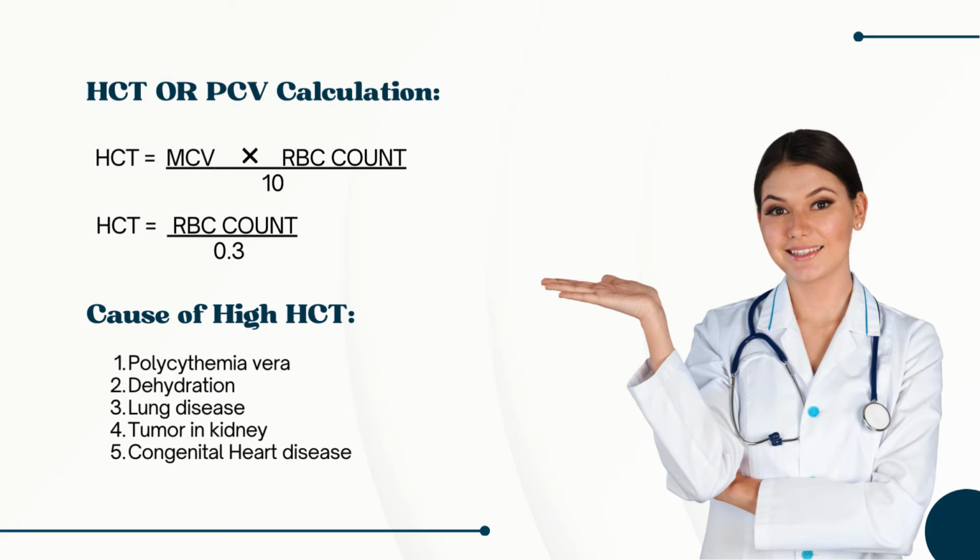HCT or PCV calculation. HCT equals MCV multiplied by RBC count, divided by 10. HCT equals RBC count divided by 0.3. Cause of high HCT. Number 1, polycythemia vera. Number 2, dehydration. Number 3, lung disease. Number 4, tumor in kidney. Number 5, congenital heart disease.